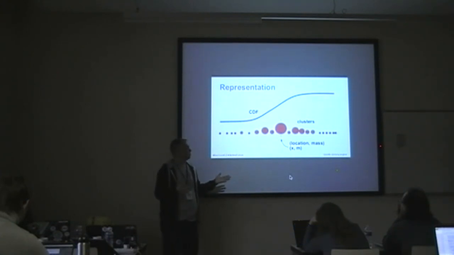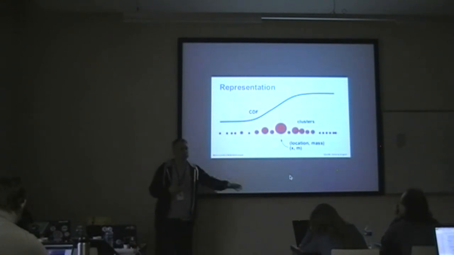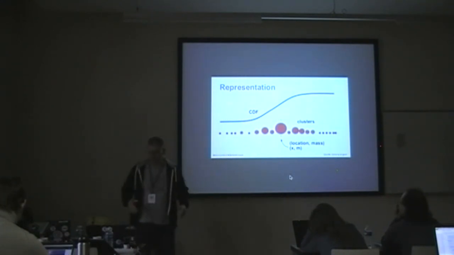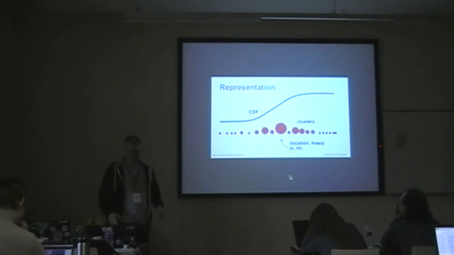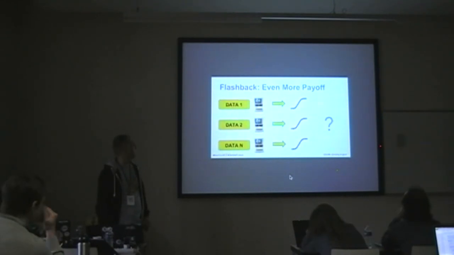And so that's really all the intuition you need. When you picture this thing, just think of an object that's maintaining a list of these clusters that are nothing but number and mass, frequency pairs. So, large mass, steep slope. So let's go back to this question.